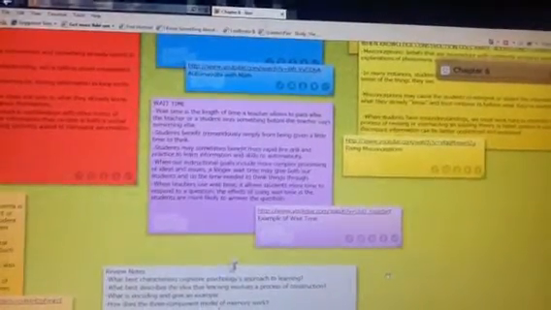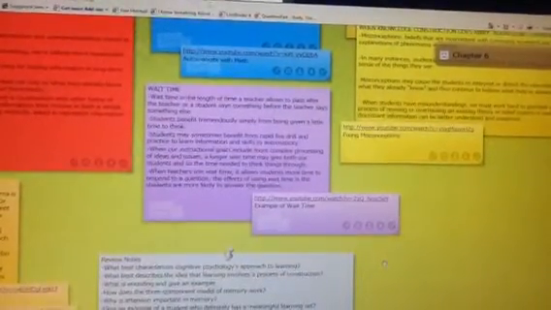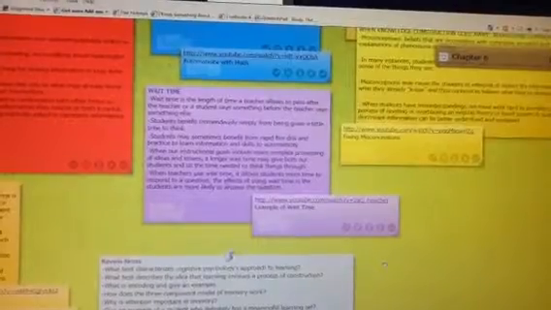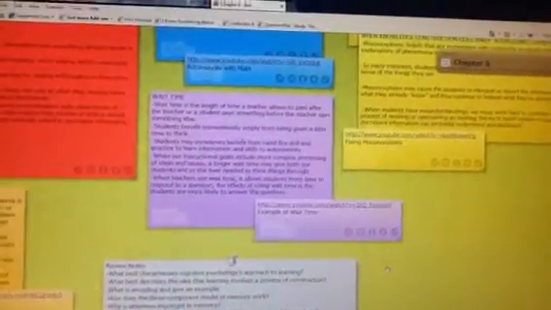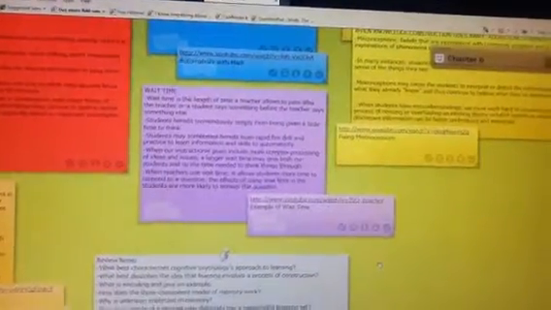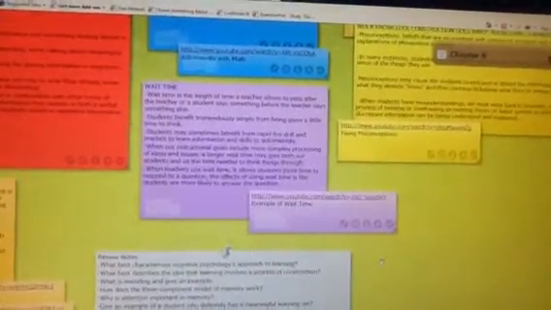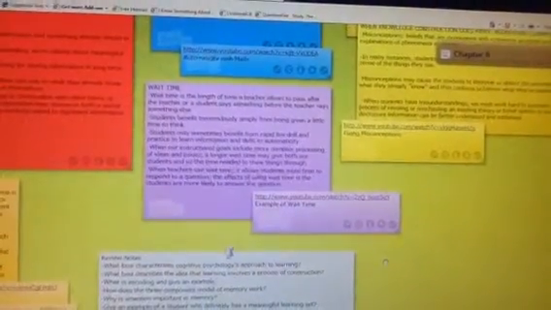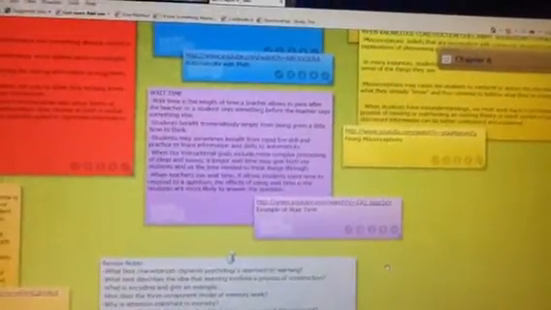When our instructional goals include more complex processing of ideas and issues, a longer wait time may give both our students and us the time needed to think through an item or think through a concept. When teachers use wait time, it allows students more time to respond to a question. The effect of using wait time is that students are more likely to answer the question. So give them plenty of time.